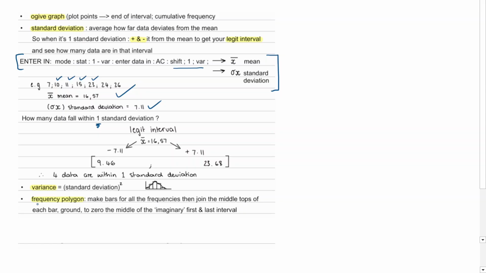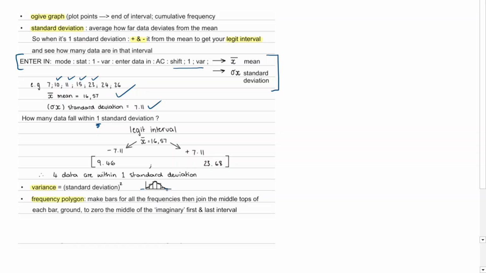Last tiny little concept to squeeze in here is a frequency polygon. You just make bars for all the frequencies that you have, and then you put a dot in the midpoint of all your bars, and you join those midpoints and you ground it to the imaginary first interval and you ground it to the imaginary last interval, and that's how you get a frequency polygon.